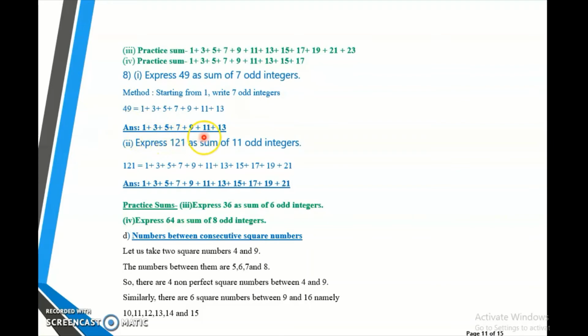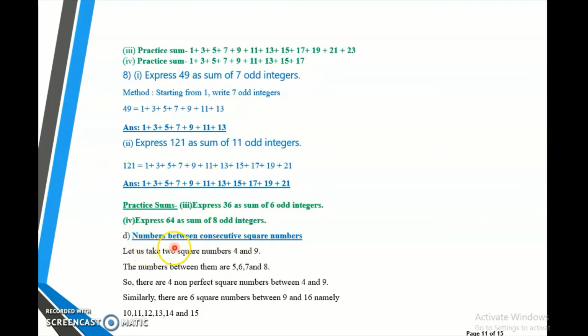Similarly, let us try another example. 121 as a sum of 11 odd integers. So starting from 1 again, write down 11 odd integers. It will definitely sum up to 121. I have noted some practice sums. Do that in your notebook.